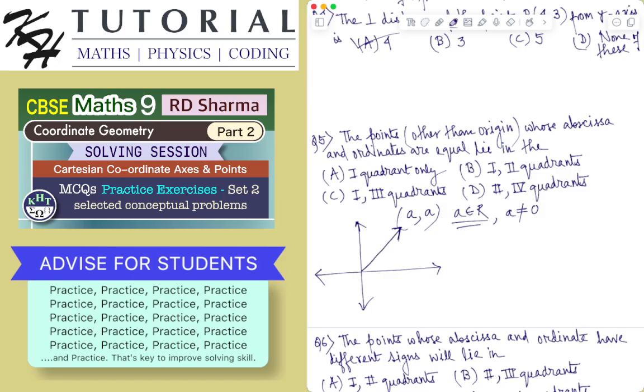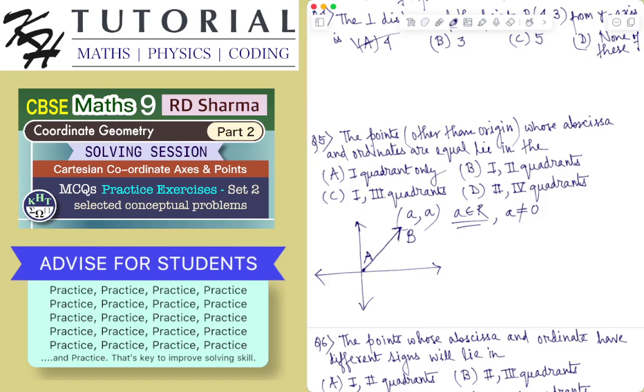If you ask what the graph of all the points whose abscissa and ordinates are the same will be, but those points do not include the origin, it will actually consist of two rays. This ray, now this point A, is not touching the origin. You can say it is very close to the origin, but it is not the origin. And let's say AB.